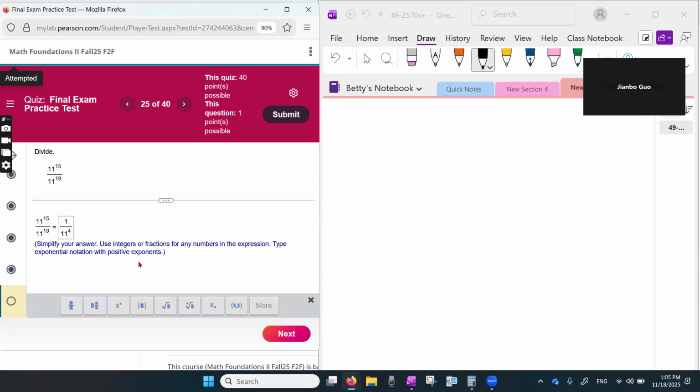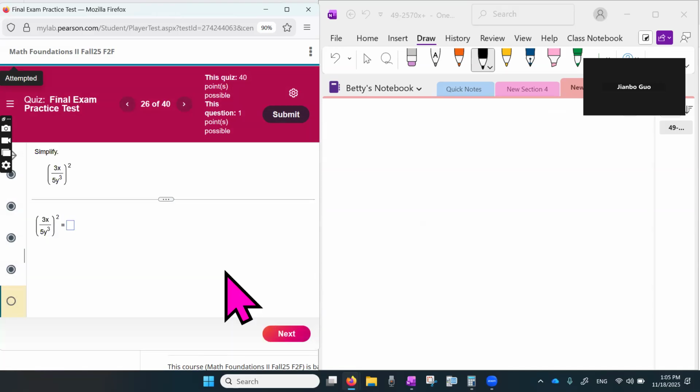Yeah, let's read the question. We're supposed to read all the details. Simplify your answer. Use integers or fractions for any numbers in the expression. Type exponential notation with positive exponents. Yeah, that's correct. We don't have to evaluate.